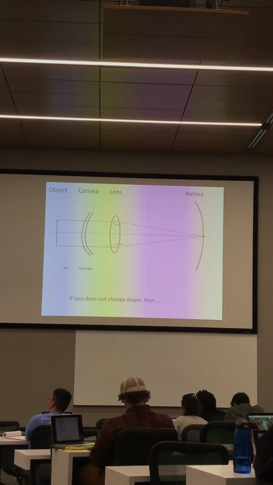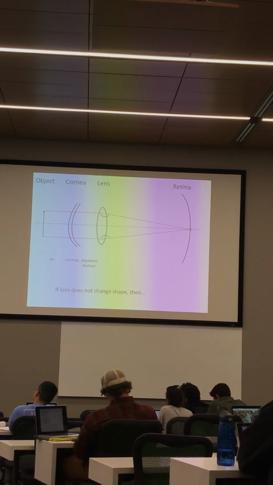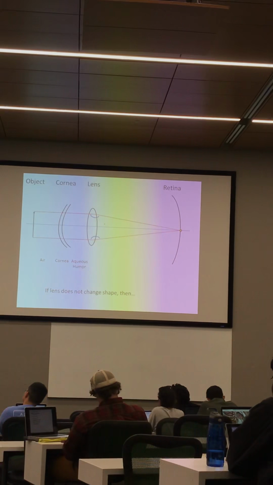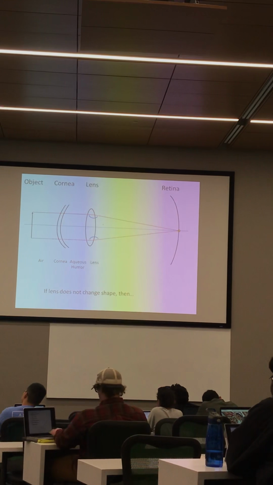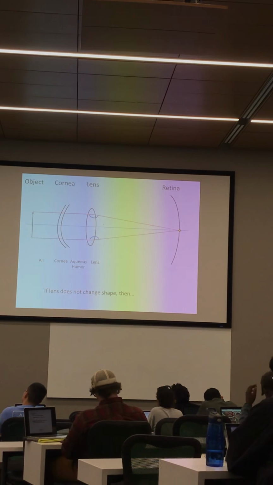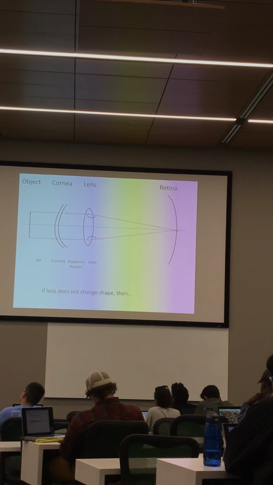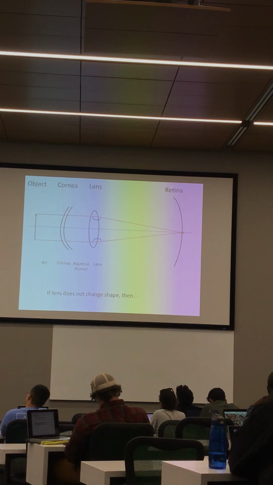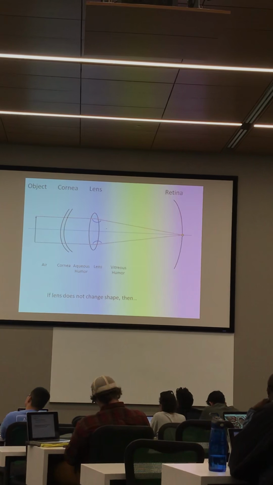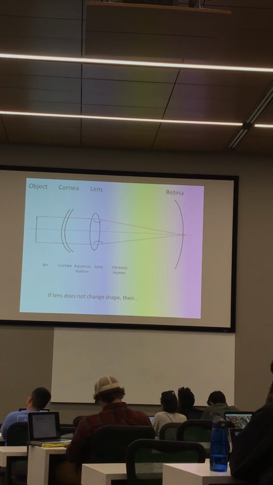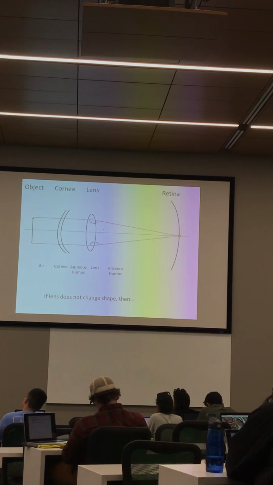Then it's going to have to go from the cornea into the aqueous humor. So there's another interface between the inner portion of the cornea and the aqueous humor. And then it's going to have to go through the lens, so there's another interface between the aqueous humor and the outside of the lens. Then it's going to have to exit the lens and go into the vitreous humor. That means there is another interface between the back of the lens and the vitreous humor. And finally, we arrive at the retina.